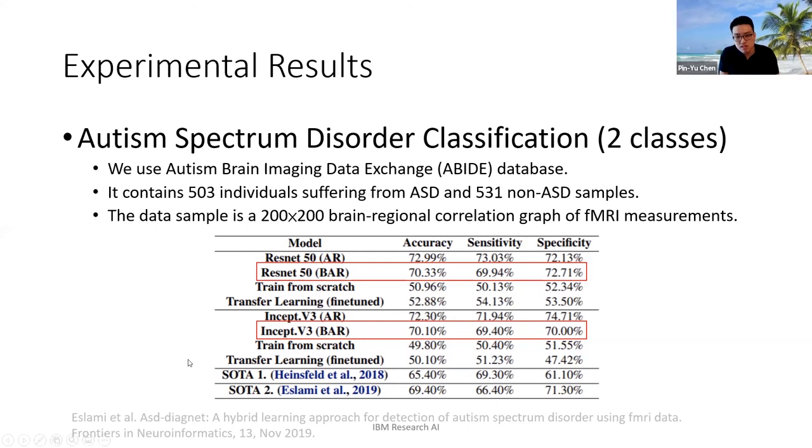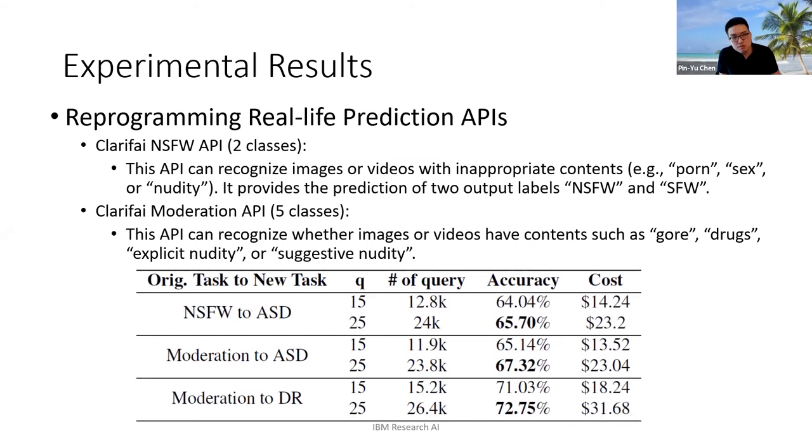We also reprogrammed real-life prediction APIs. These are APIs where we have no idea what models are behind them. We reprogrammed two APIs given by clarifai.com, not safe for work and also a moderation API. In this case, we see a very similar story. You can pay only around $20 or so and reprogram their model to do this autism spectrum disorder detection with a relatively good accuracy.